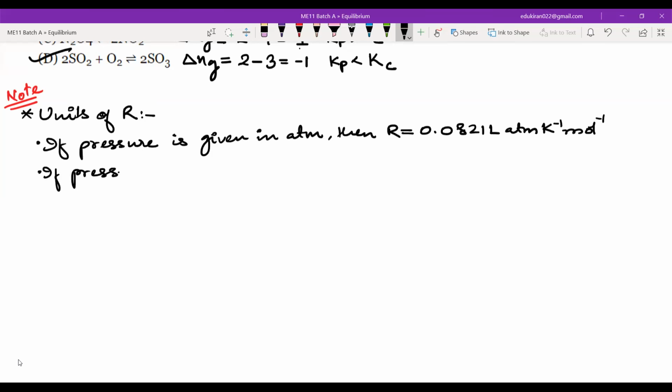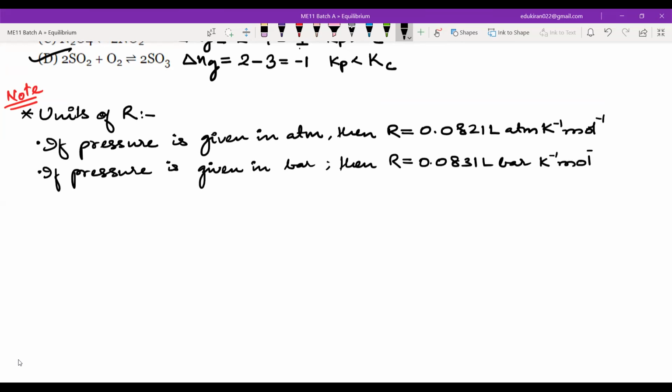If pressure is given in bar, then R is equal to 0.0831 liter bar per Kelvin per mole. Okay, so please write this down. Let me know if you're done.